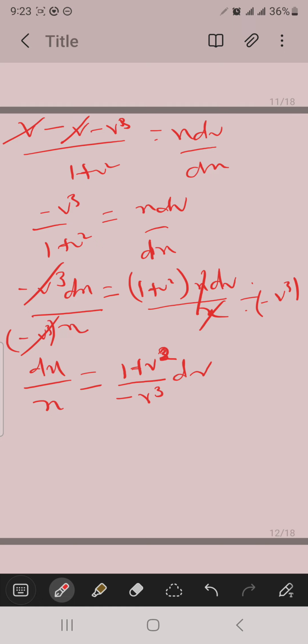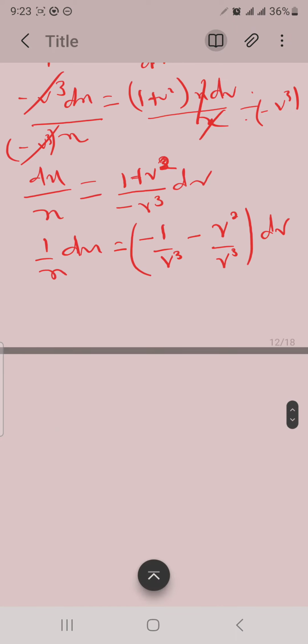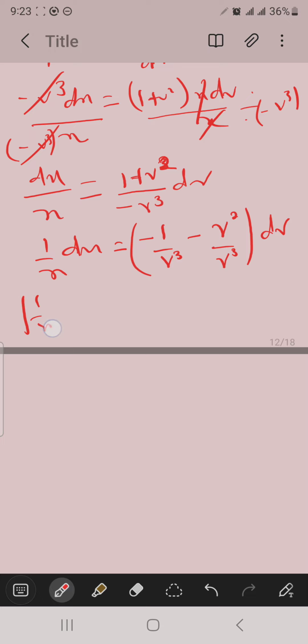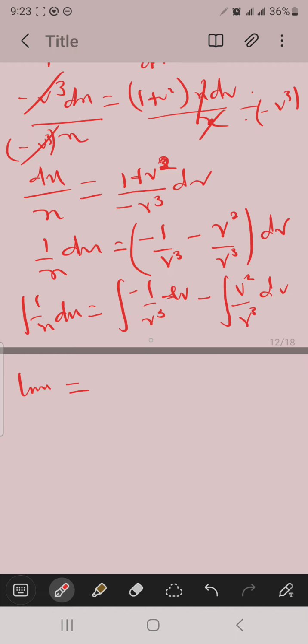I don't know if I make sense with what I'm doing. So this will now be 1 over x dx equals minus 1 over v cubed minus v squared over v cubed, all into dv. Now, integrating: the integral of 1 over x dx equals the integral of minus 1 over v cubed dv minus the integral of v squared over v cubed dv. So you get ln x equals, this one raised to 3 is what? 1 over v minus 1 over v cubed. What will it be?